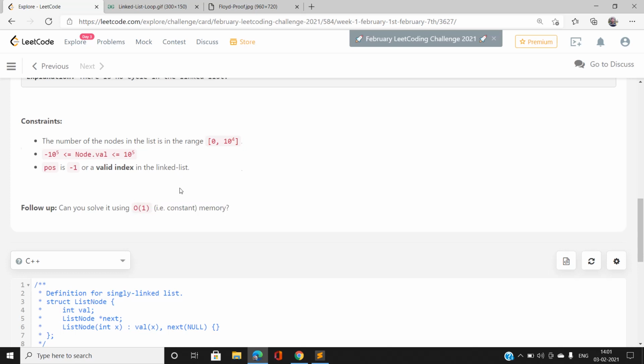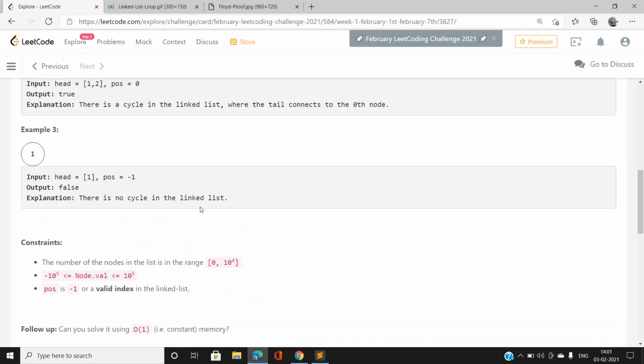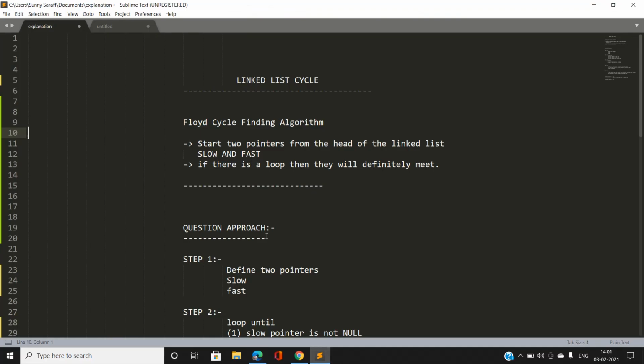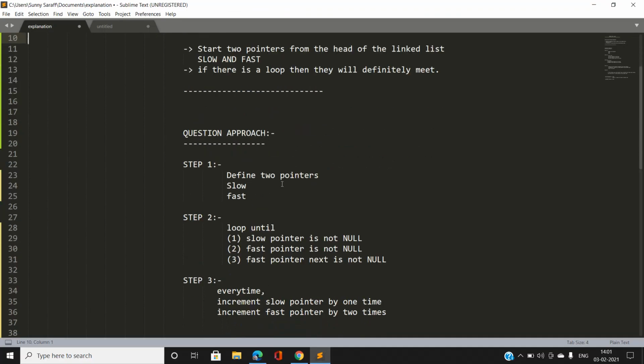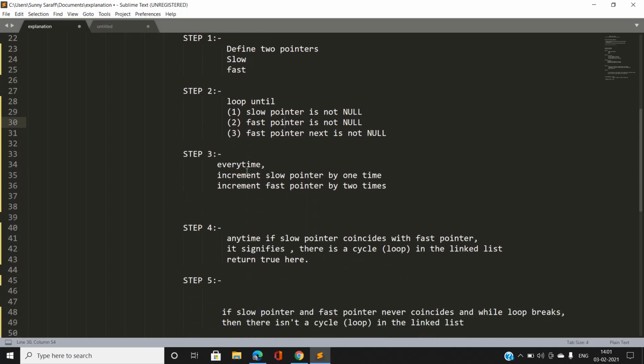So I have also discussed the Floyd cycle finding algorithm using fast and slow pointers. Let me also move to the approach of how we are going to do this. Step one would be to define two pointers, slow and fast, and we loop until the slow pointer is not null, the fast pointer is not null, and the fast pointer's next is also not null. Now every time we increment the slow pointer by one and the fast pointer by two.